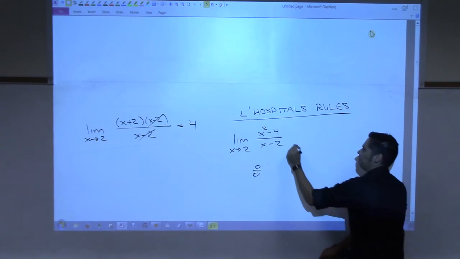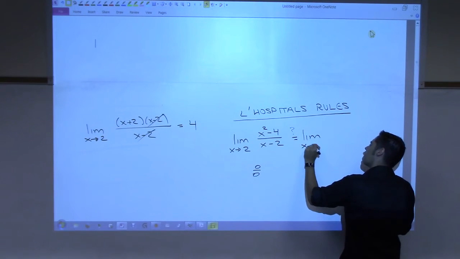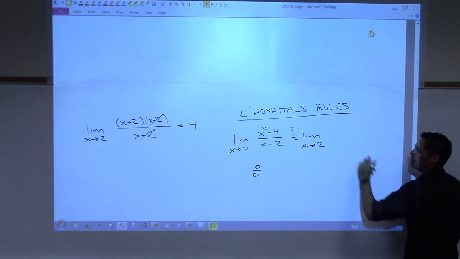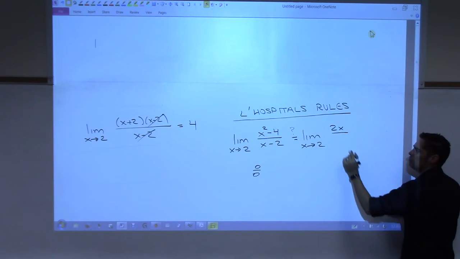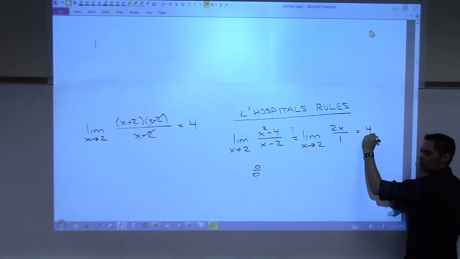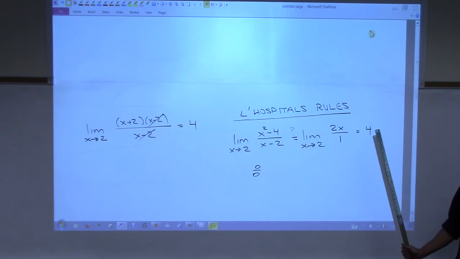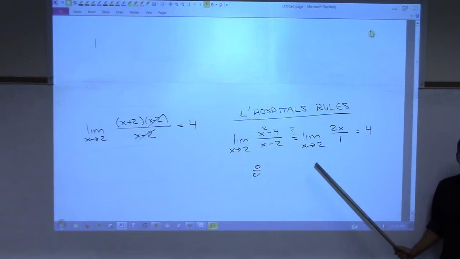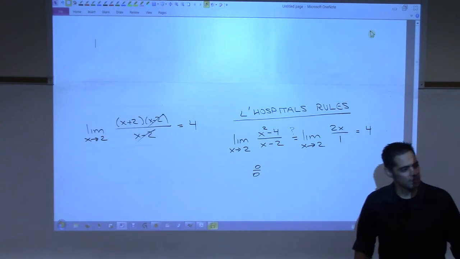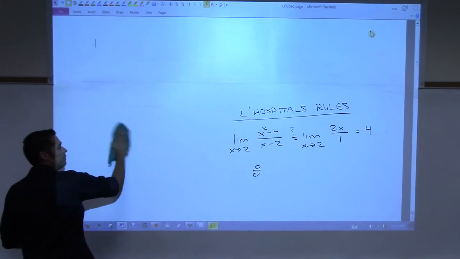But I wonder if I could do what I just did a second ago. What's the derivative of the top? What's the derivative of the bottom? 1. Now plug in 2. 4? Now it's starting to get a little scary because it's looking like it's matching every single time, right? This is the beauty of L'Hôpital's rule. This is going to work every single time. Yeah? Can we use that? So on the final, if I don't tell you how to find a limit, you can do anything you want. All right?